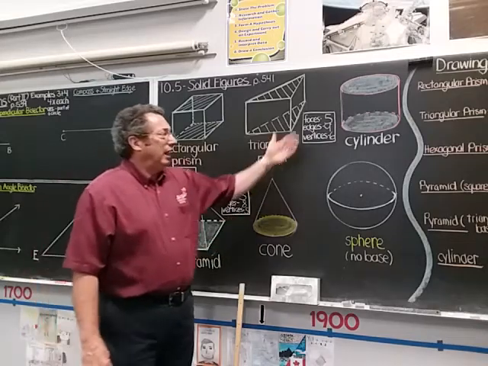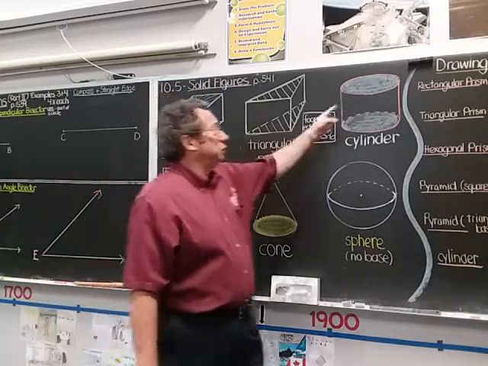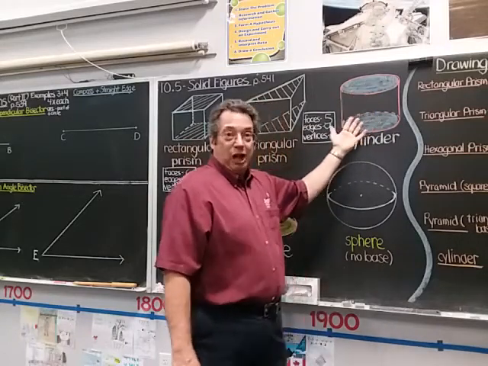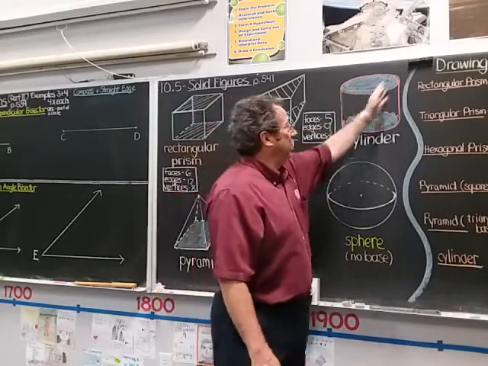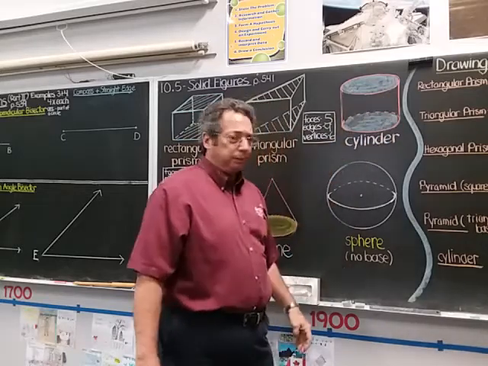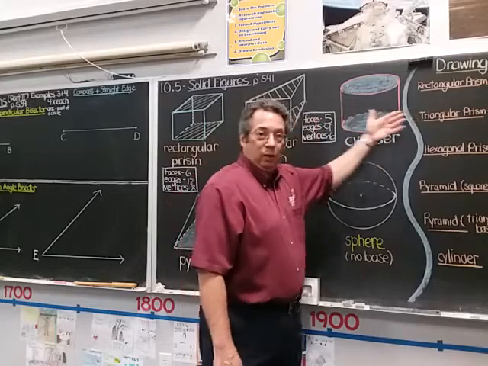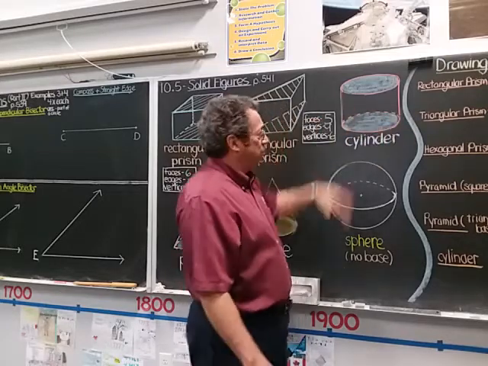There's also a cylinder. Now, a cylinder is 2 circles. Here they're opposite each other. So these two figures are opposite each other, circles, and then you have the sides, which is actually just a rectangle that is wrapped around it. And it makes what's called a cylinder.